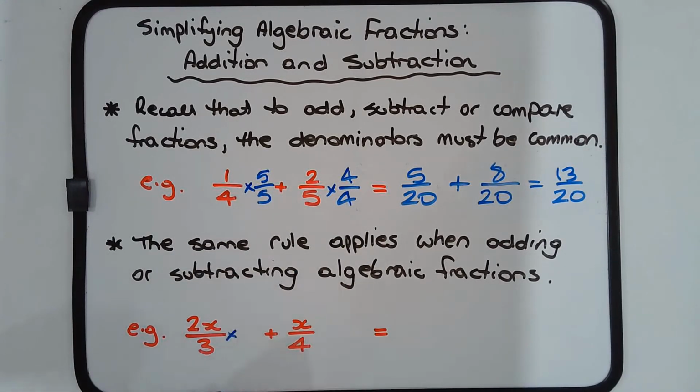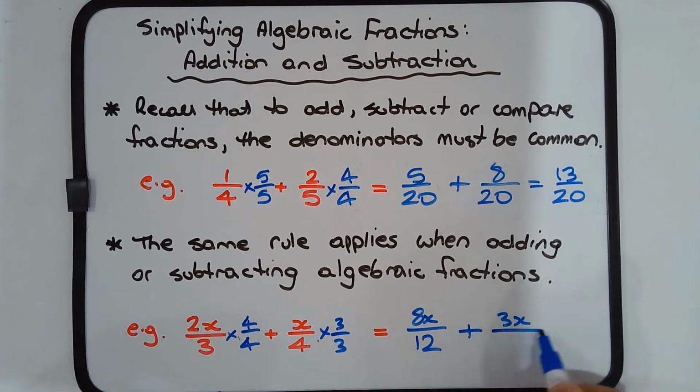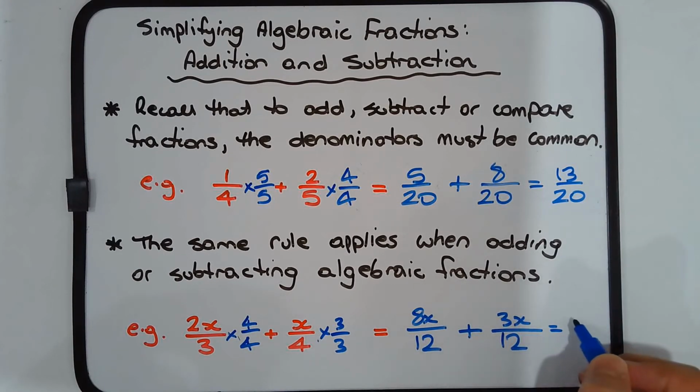So we take the first fraction and multiply it by the denominator of the second fraction, so multiply it by 4 over 4. We take the second fraction and multiply it by the denominator of the first fraction. That's going to be 3 over 3. So 2x times 4 is 8x over 3 times 4 is 12, plus x times 3 is 3x over 4 times 3, which is 12. Denominators are common, so we can just add the numerators. So 8x plus 3x is 11x over 12.